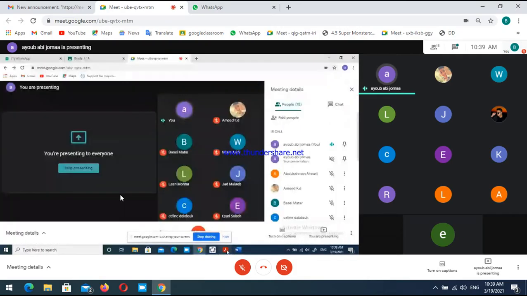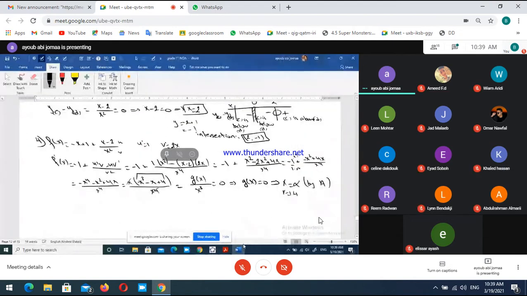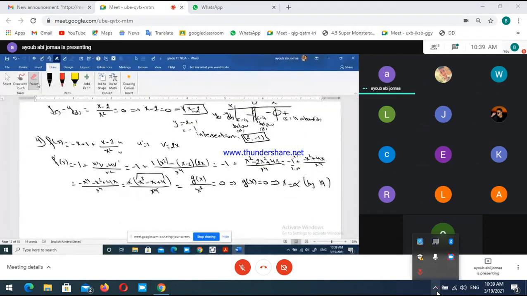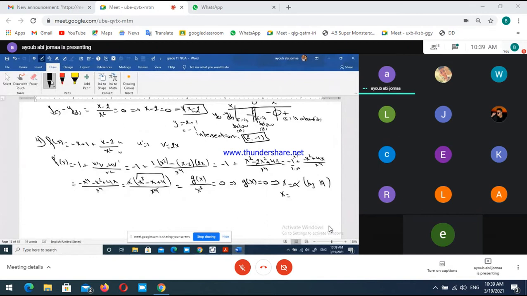Take alpha equal to 1.4, so here x is equal to 1.4. Okay. Now the table of variations, it also works with both methods.